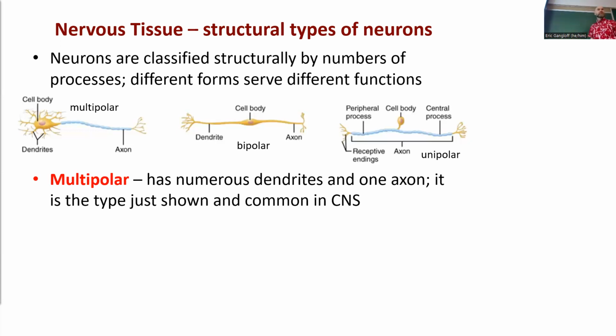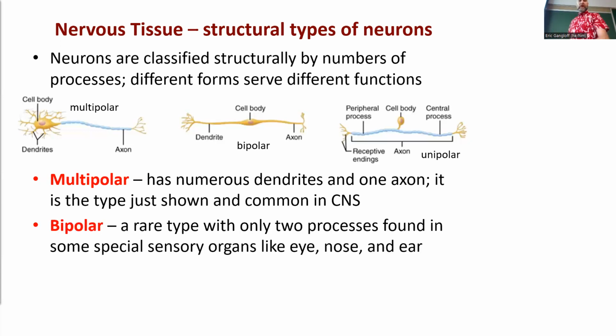This is the first one you see over on the left there, where there's lots and lots of dendrites, and they all connect directly to that cell body, and then there's one axon leading away from that cell body. And that is called a multipolar, and most of the neurons in the central nervous system are this type of neuron. And this is what you most commonly see in textbooks and things like that when you see a diagram of a neuron.